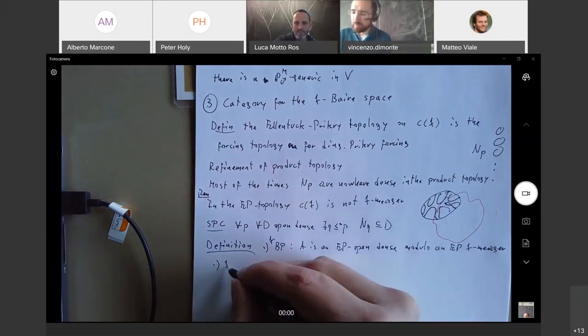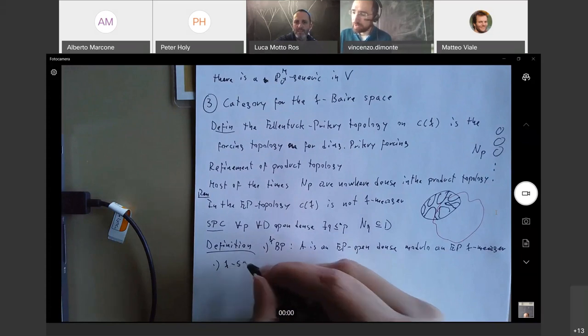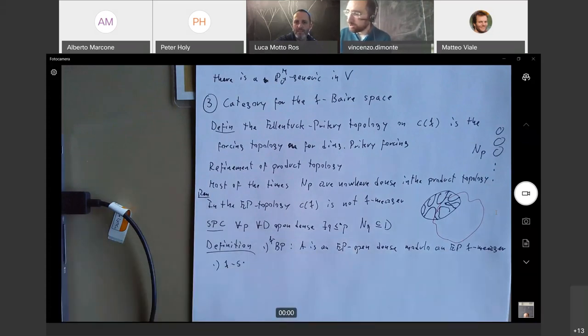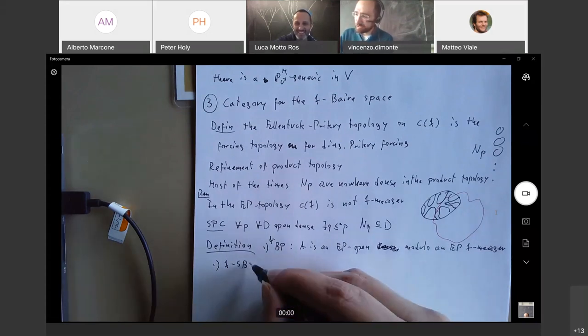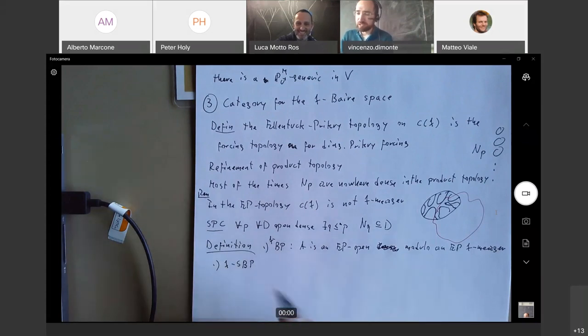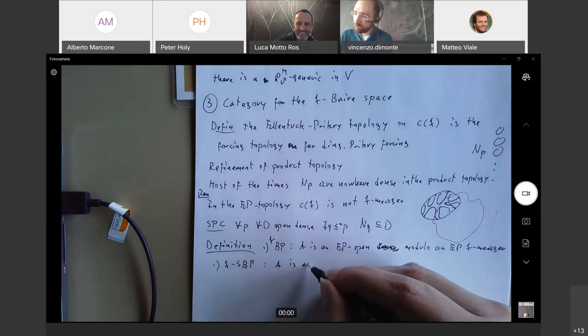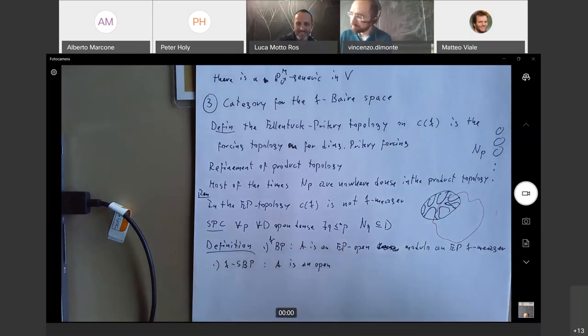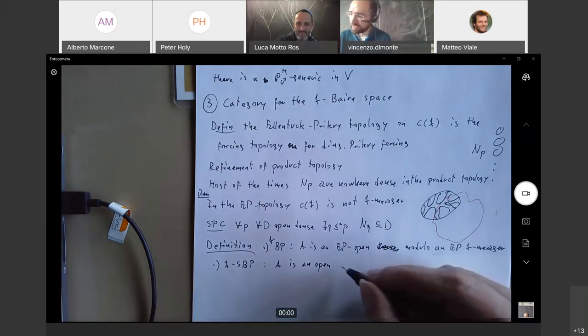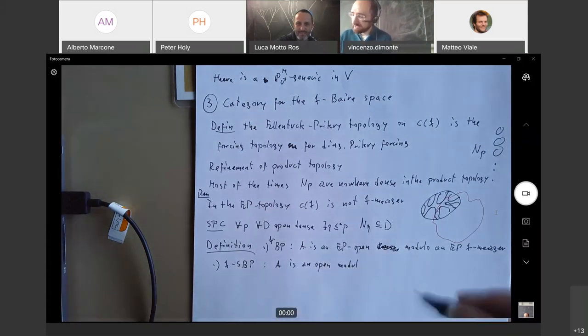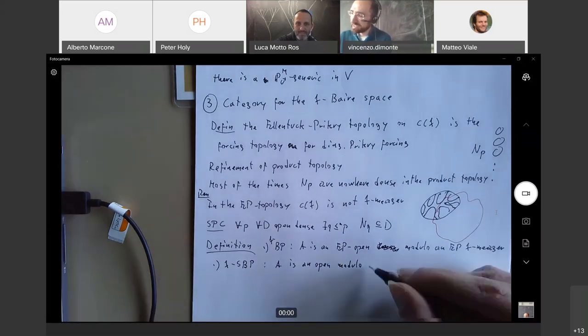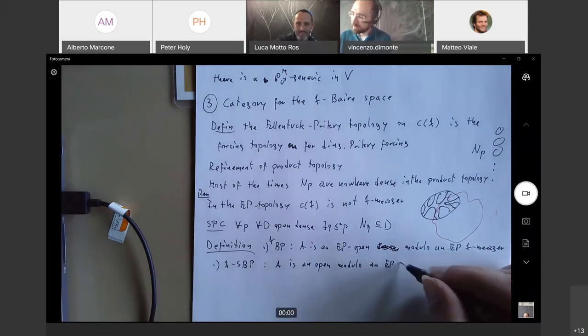But actually, the more I'm thinking about it, why dense? No, why dense? Because my pen is writing without me thinking about it. So I called it the lambda strong Prikry property, but I don't know if it's really stronger. Okay, A is an open now in the an open. I wrote so many times open dense that my pen is just writing modulo and AP lambda meager.